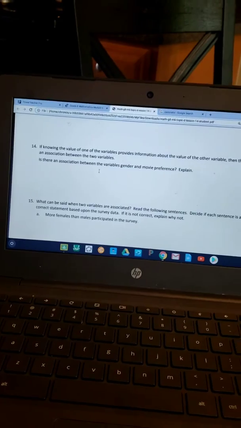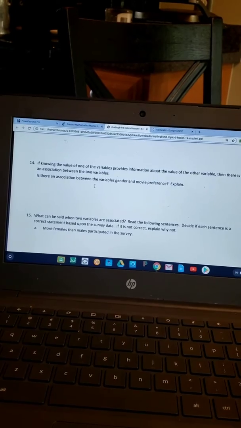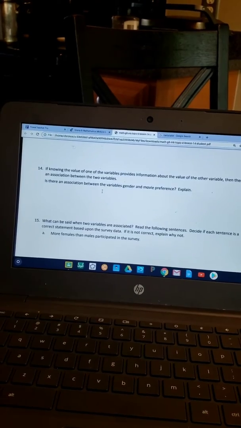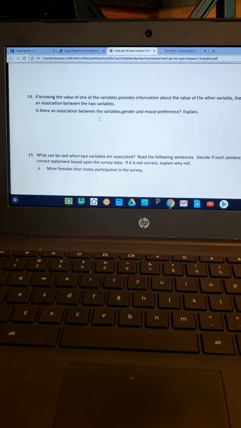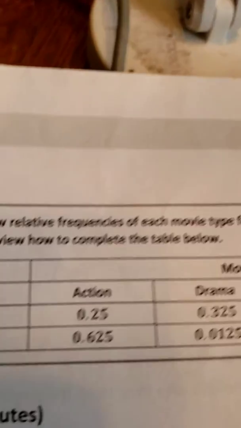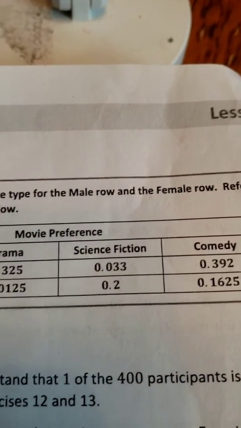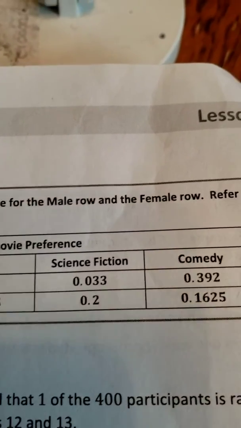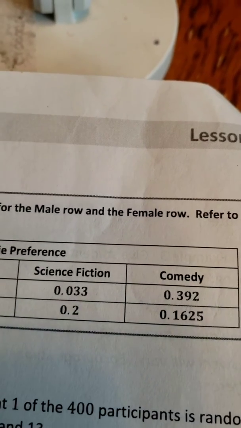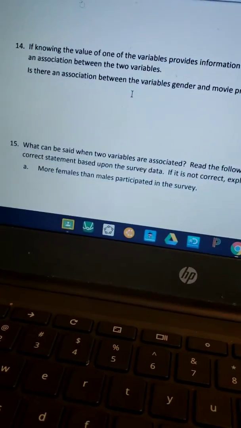Number 14 says, if knowing the value of one of the variables provides information about the value of the other variable, then there is an association between the two variables. Is there an association between the variables gender and movie preference? When you look at your information, look how much it varies. None of these are the same. So that means that we would conclude that there is an association.